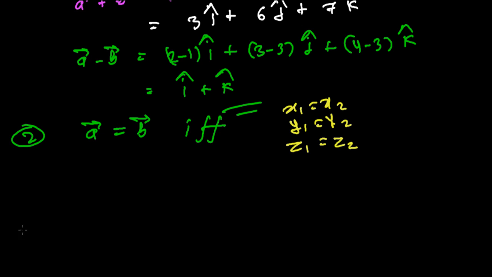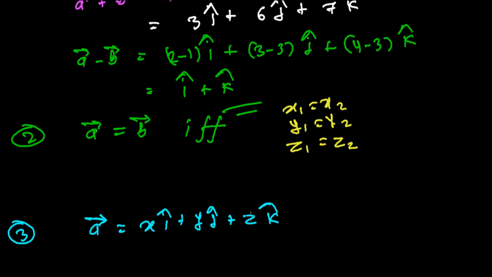Now what happens if a vector in component form is multiplied by a scalar quantity? Let's say we have a vector a which is xi plus yj plus zk, and we want to multiply it by a lambda. It's a scalar quantity. Then what happens? It's simply going to multiply all the coordinates by lambda. So lambda xi, lambda yj, and lambda zk.